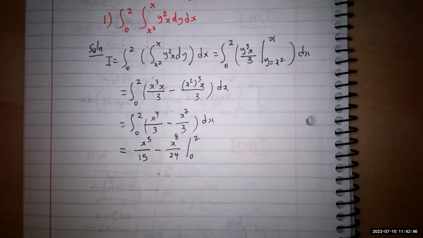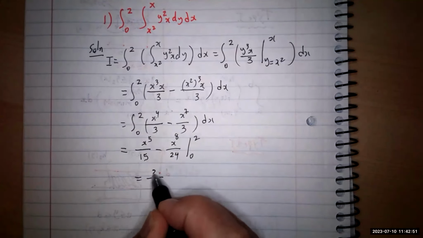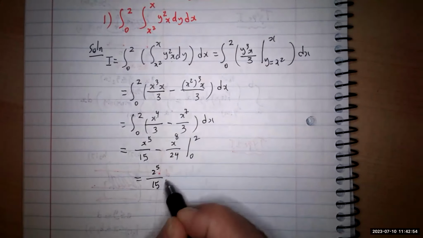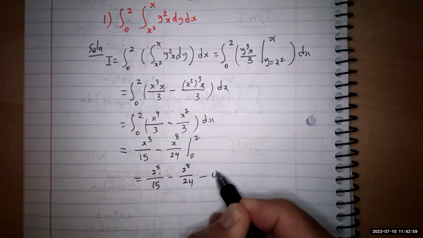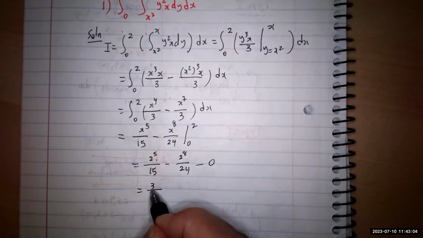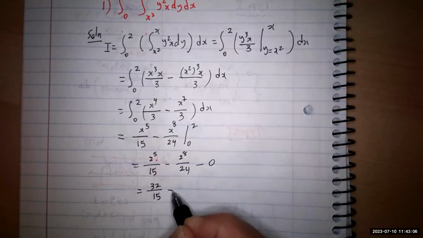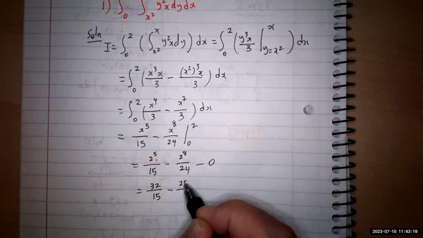Now you substitute x equal to 2. So it's going to be 2 to the 5th over 15 minus 2 to the 8 over 24. Everything else would be 0. To simplify, 2 to the 5th would be 32, so 32 over 15, minus 2 to the 8. 2 to the 4th would be 16, that would be 16 times 16, 256 over 24.